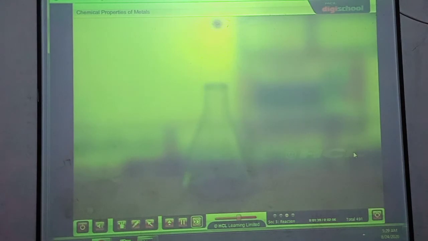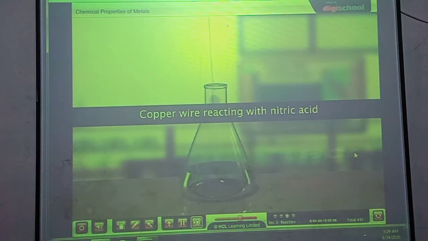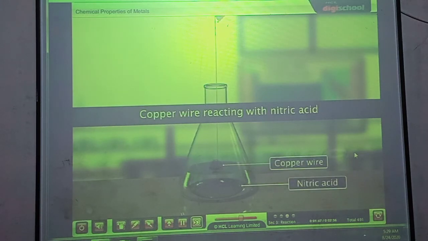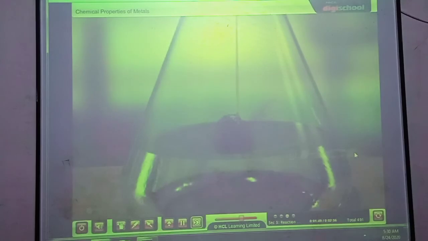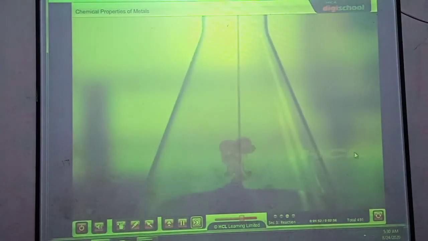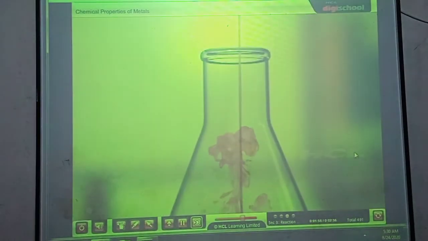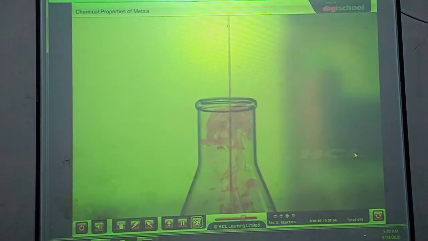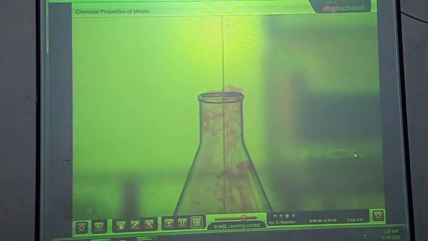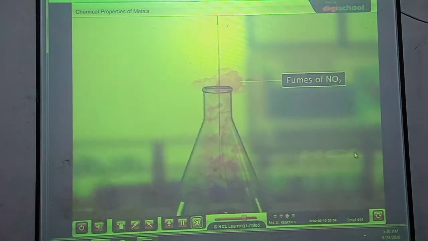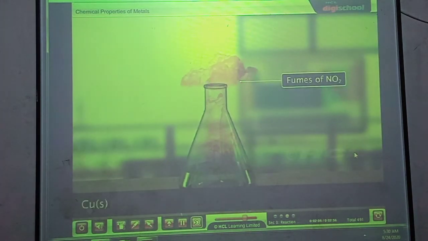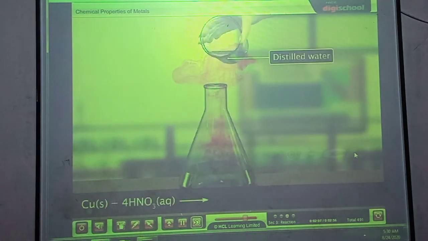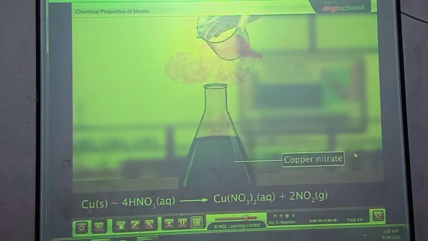Watch this experiment. You can see copper reacting vigorously with nitric acid. It forms an irritating brown gas. It is poisonous nitrogen dioxide. Experiments of this type must be conducted only in a fume cupboard. When the solution is further diluted with water, it develops into a blue solution of copper nitrate. Copper is oxidized and nitric acid is reduced in this reaction.